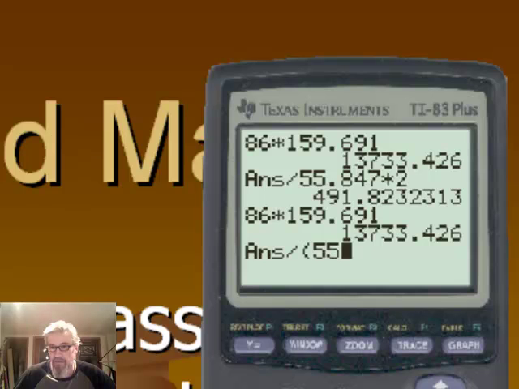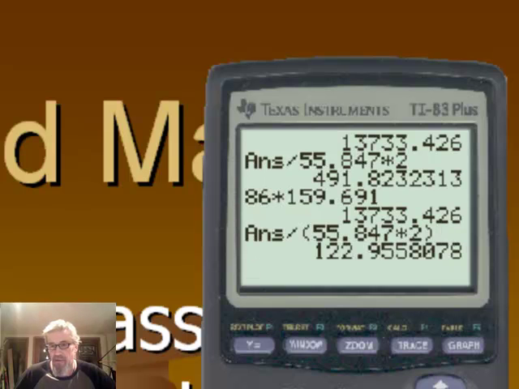Then I do 55.847 times 2 and close my parentheses. Now it'll do the 55.847 times 2 first, and then it'll do the division afterwards. Hit my enter key, and now I get 123 grams, which is the correct answer.